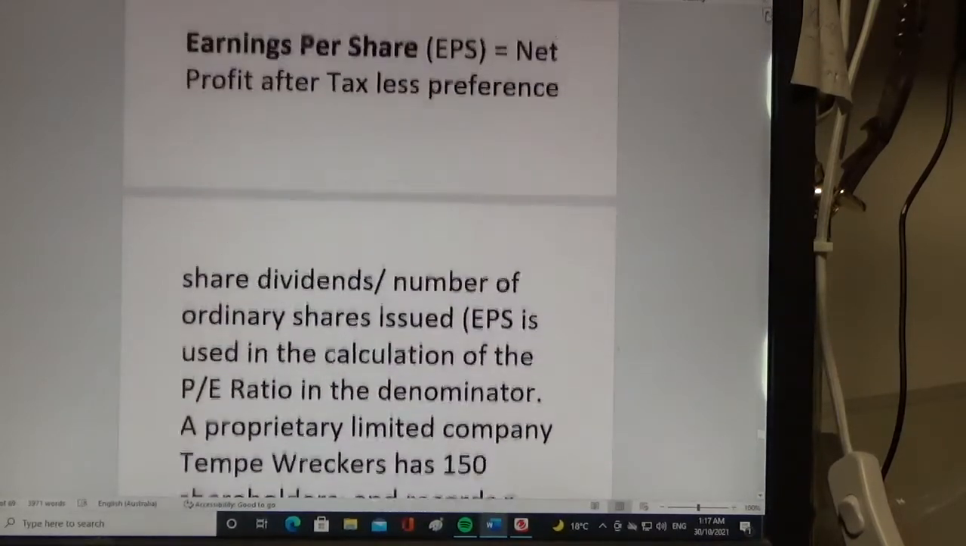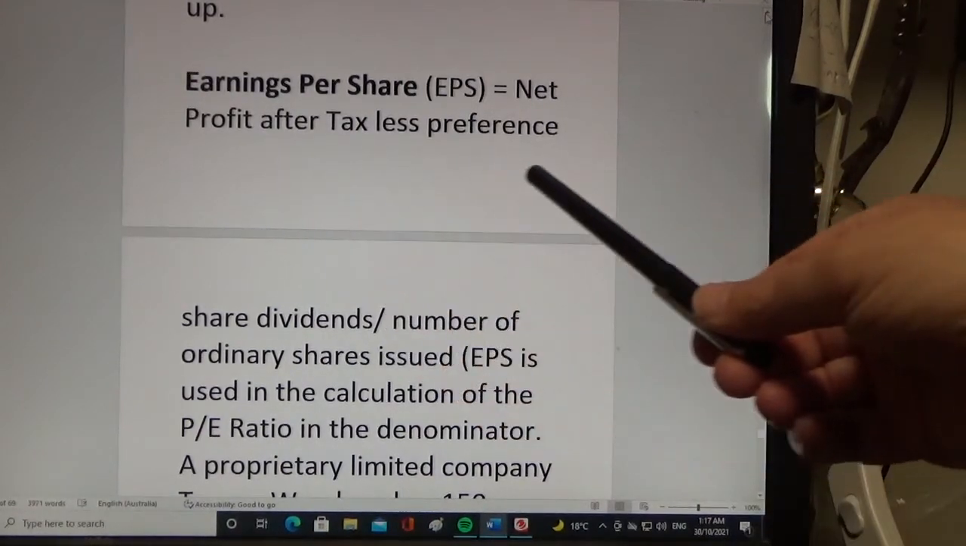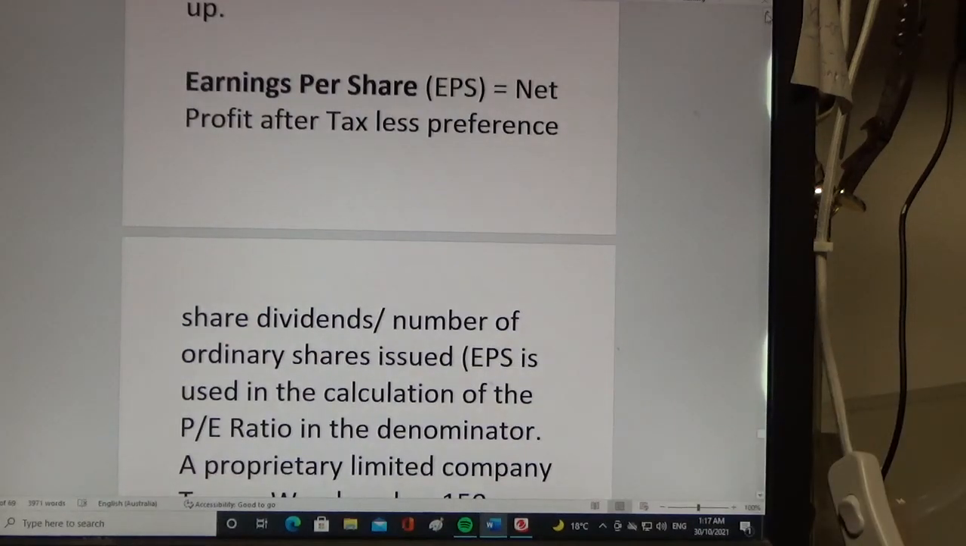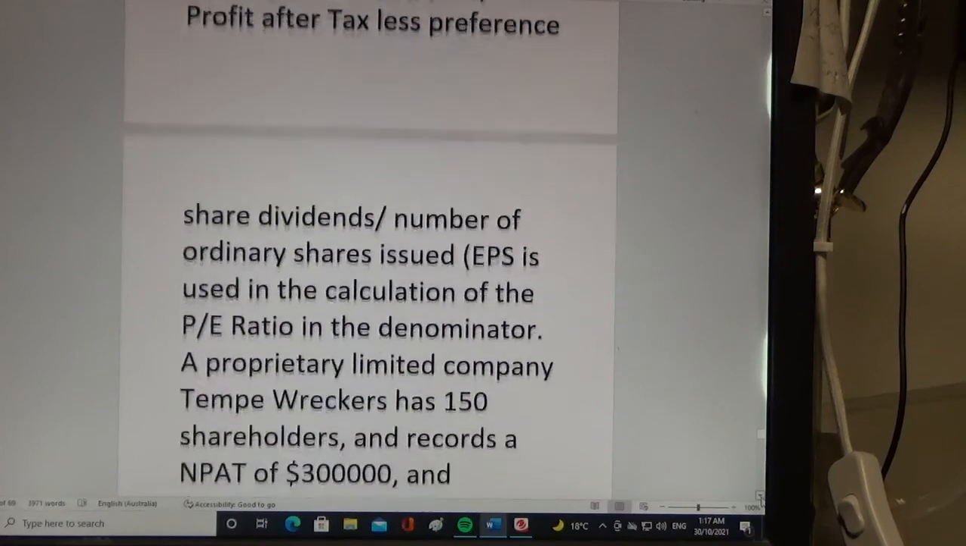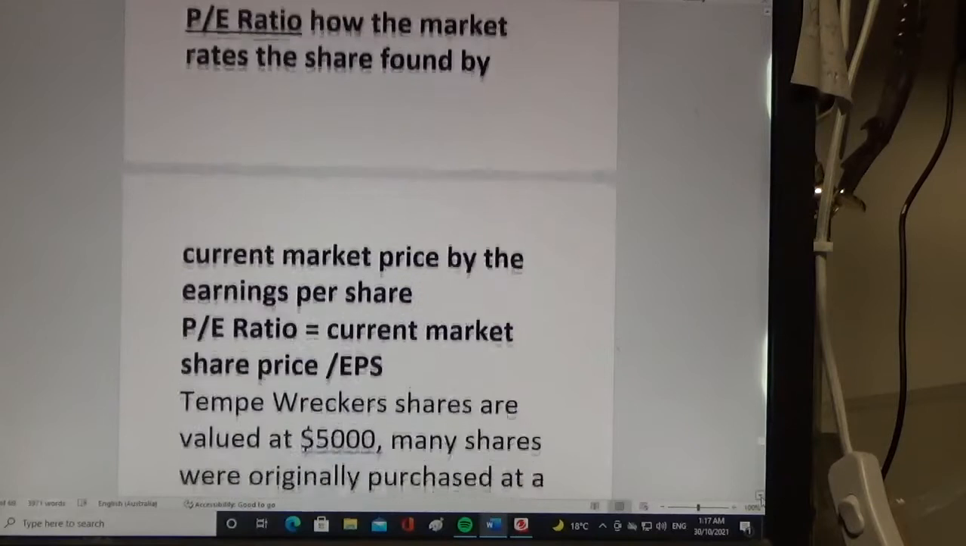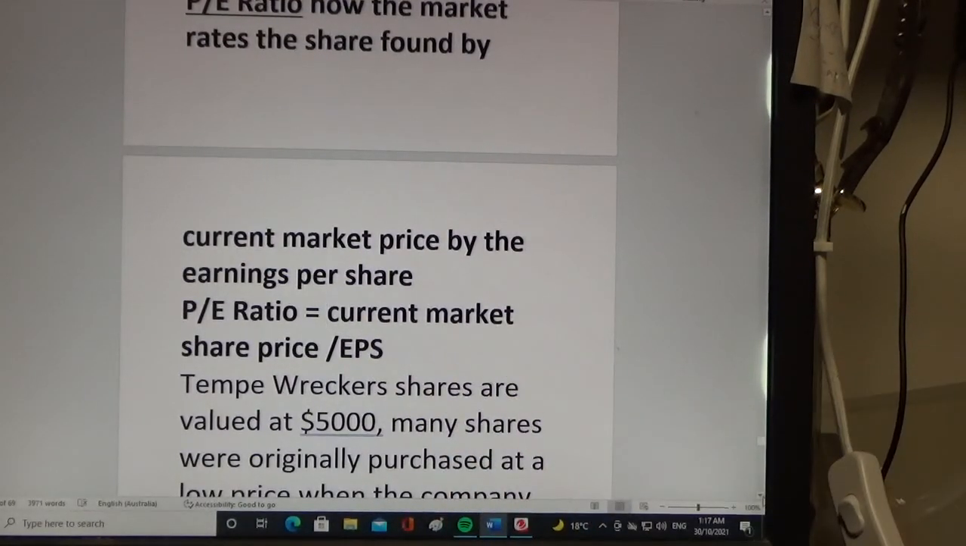Back to the EPS formula. Just going back a bit. Remember that EPS is net profit after tax less preference share dividends over the number of ordinary shares, okay? So you've got that. Now that EPS becomes the denominator in the price earnings ratio, with the numerator being the current market share price.